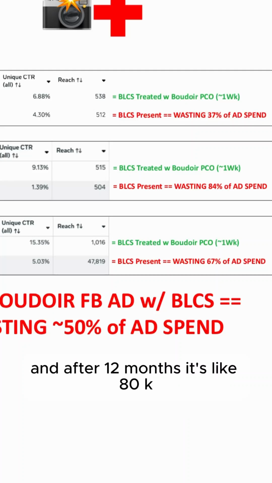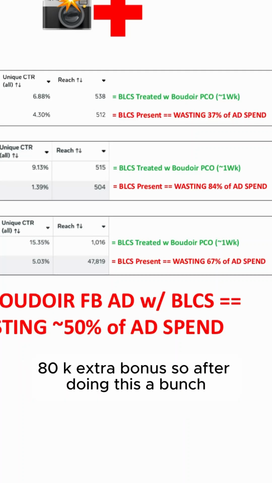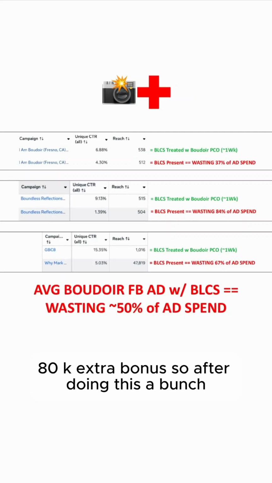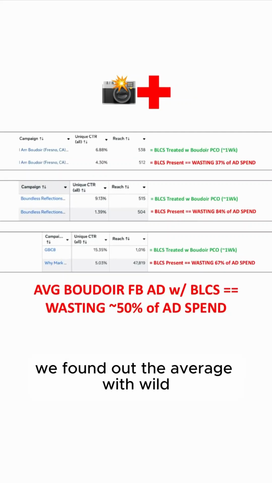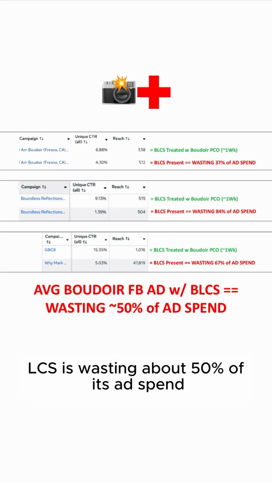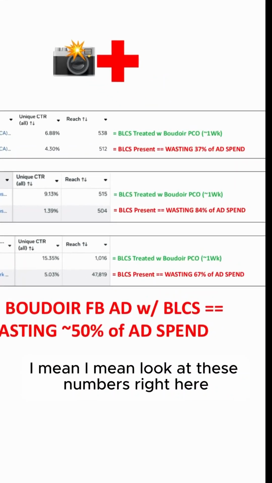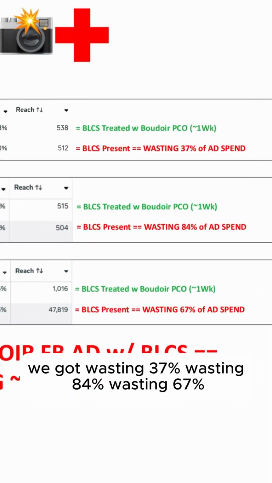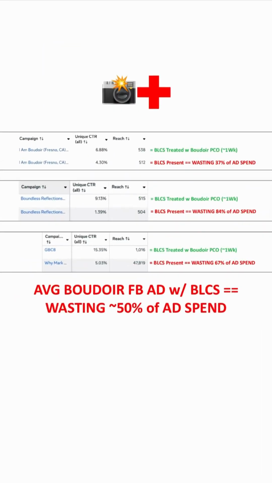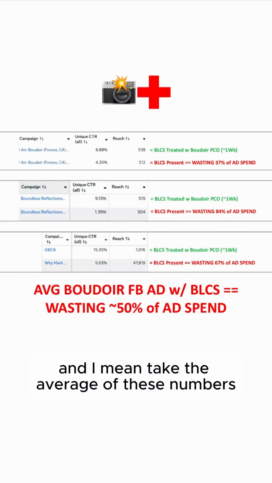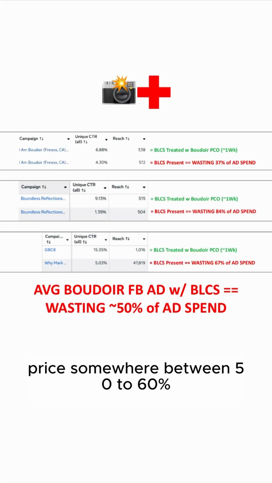And after 12 months, it's like 80K extra bonus. So after doing this a bunch, we found out the average boudoir Facebook ad with BLCS is wasting about 50% of its ad spend. And as a result, look at these numbers right here. We got wasting 37%, wasting 84%, wasting 67%. Take the average of these numbers, probably somewhere between 50 to 60%.